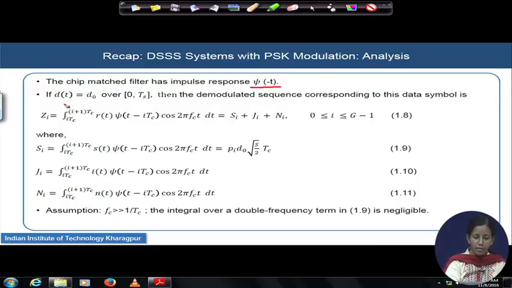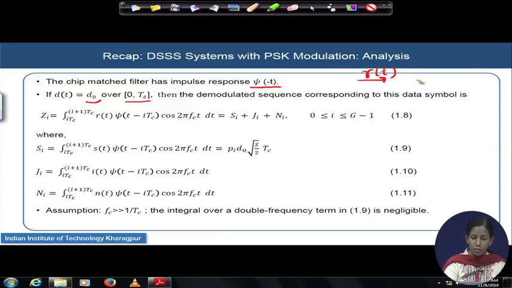Let us consider that we have transmitted d(t) equal to d0. The transmitted signal can be either d0 or d1, corresponding to the message bits 0 and 1, and this d0 is transmitted over the symbol duration Ts. Then the demodulated sequence Zi: where did we get this Zi? Zi is the input of this adder, and it is the output of the modulated signal multiplied with the locally generated spreading sequence.